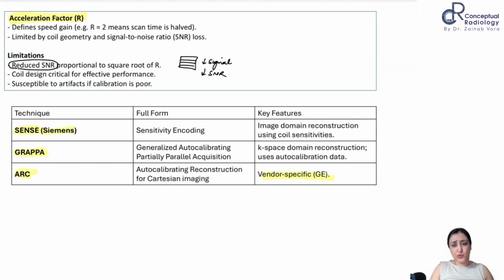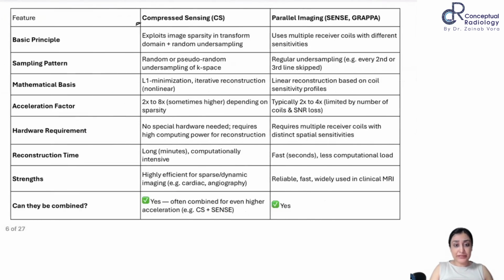Okay, don't have to go into the details of this table really. Now, there is another independent recent advanced technique, which is compressed sensing. So just listen to this, how compressed sensing is different from parallel imaging. Both are to increase the speed or to increase the R. In fact, compressed sensing is even faster than parallel imaging. So look at this, acceleration factor here is 2x to 8x, whereas here it is 2x to 4x. So this is even faster.